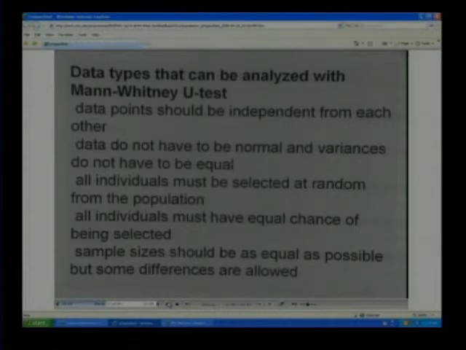A simple random sample. I've seen that lots through the course. All individuals must have an equal chance of being selected. Sample sizes should be as equal as possible, but you can have some differences. It's best in all tests if they're equal.